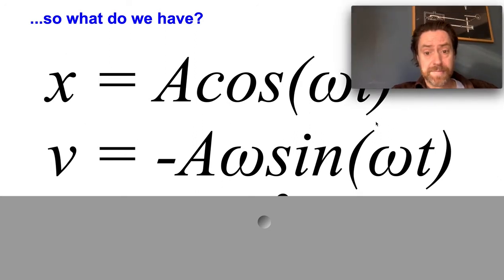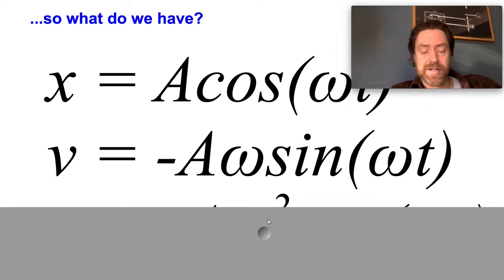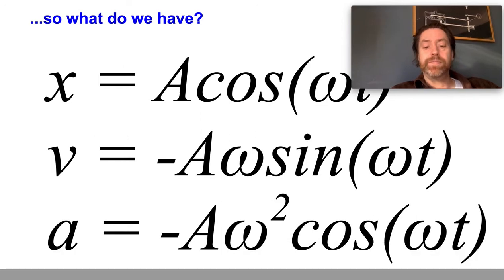That's reassuring because we've already said that the velocity time graph looks like a negative sine graph, and that's what this gives us. That's a good sign. We can also take this and differentiate it again, finding the second derivative of the displacement, and it gives us the acceleration. The acceleration is minus a omega squared cos omega t.